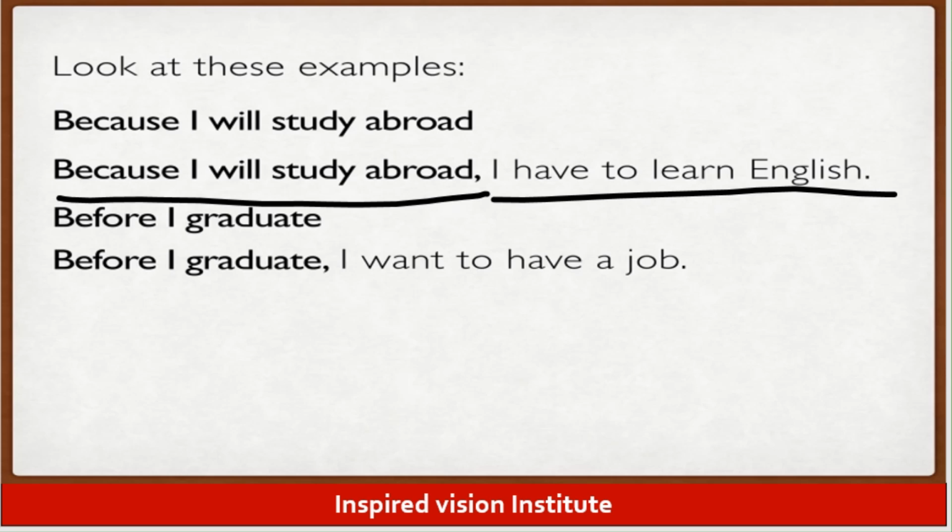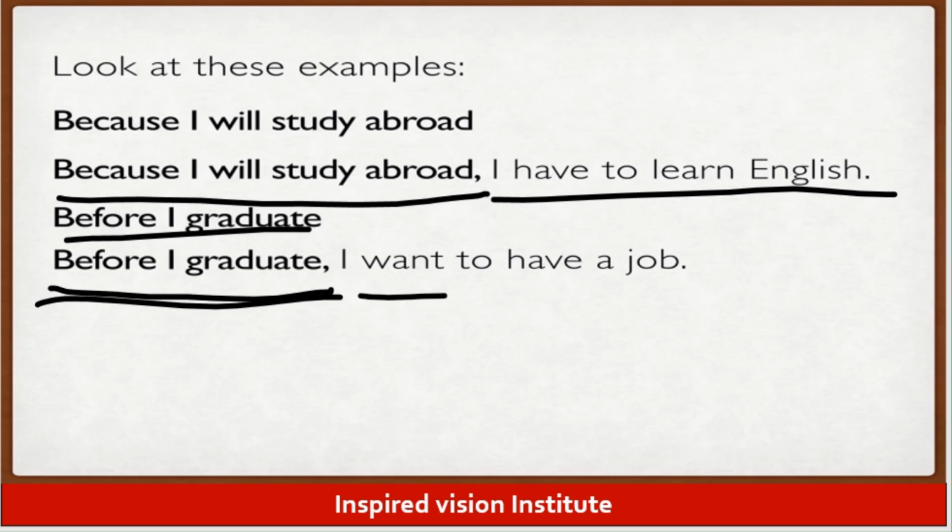I want to have a job. Sorry, it's a clause. Before I graduate, I want to have a job. So this one is a dependent clause. I want to have a job, it's an independent clause. So this is the main clause here, and this one is the subordinating clause. These are the examples of a dependent clause.